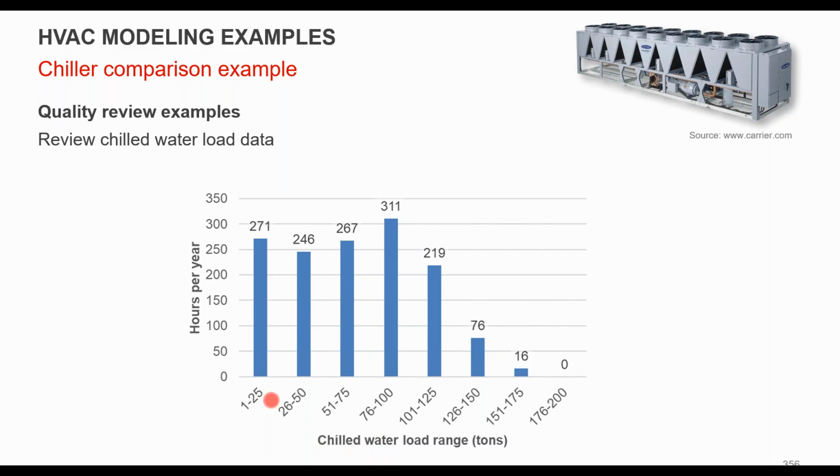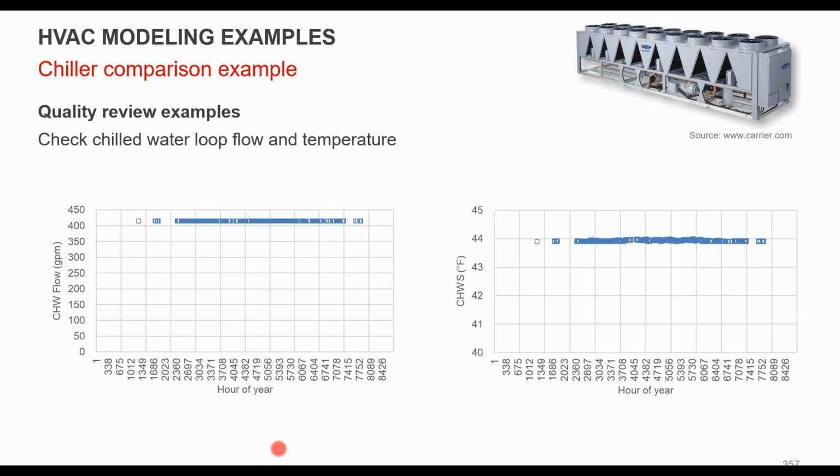Also look at the ranges of hours per year in the percentage load range, how many tons are on your system. Make sure you have a good spread and that you're not running full out at 100%, or running everything at like 10% load. So that's a good way to look, just by frequency of data.